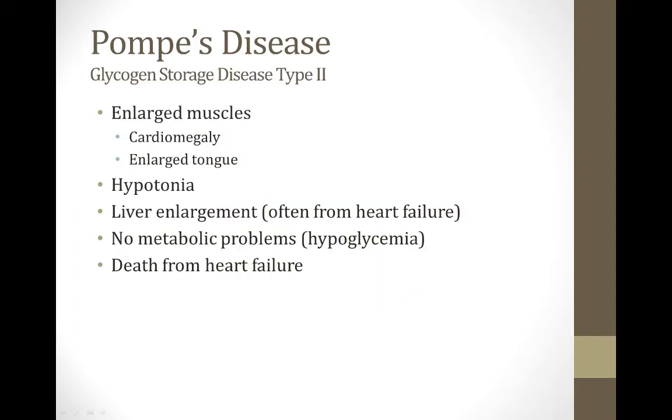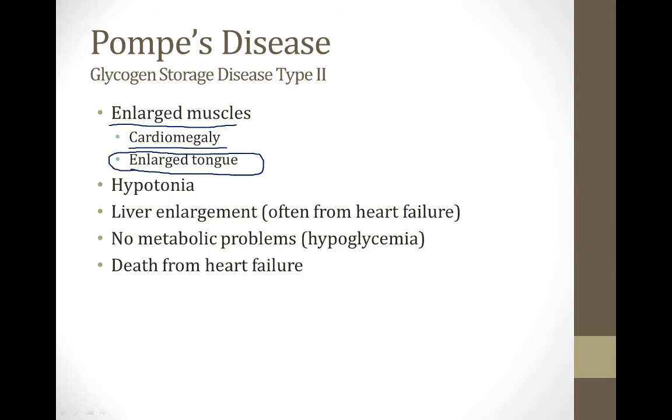Now, lysosomes are found everywhere in the body, but most of the problems in Pompe's disease come from entrapment of glycogen inside of muscle cells. These children will have enlarged muscles. They can have an enlarged heart and cardiomegaly, and then an enlarged tongue is a classic finding. This is something that's easy to identify on a newborn baby.